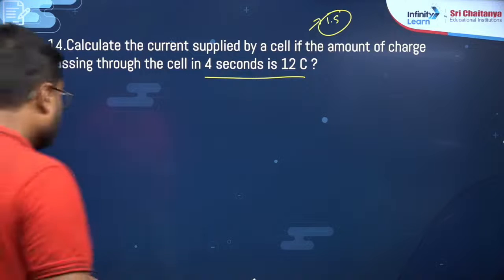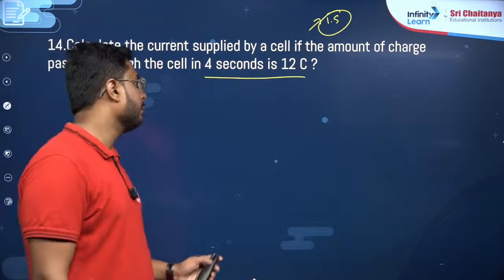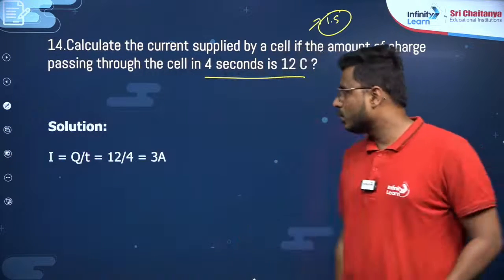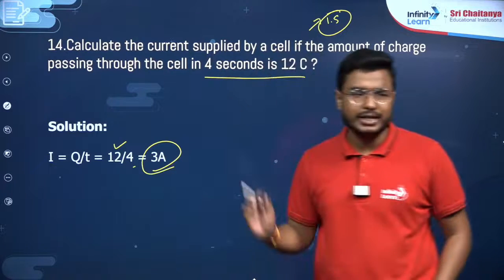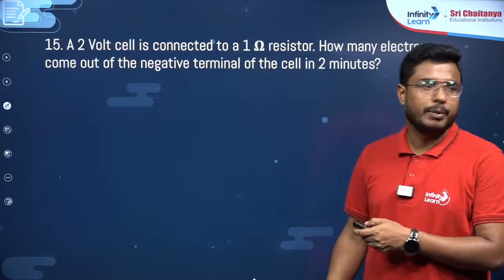Yes, Raj, good afternoon. So, the answer for this question, Aditya is saying 3 ampere. Definitely it is correct. Very easy it is. We all know that I is equal to Q by T. So, the charge is given, 12 divided by 4. That will be 3 ampere. Nothing is there in this question. Just a 1 mark question and a directly formula based question.